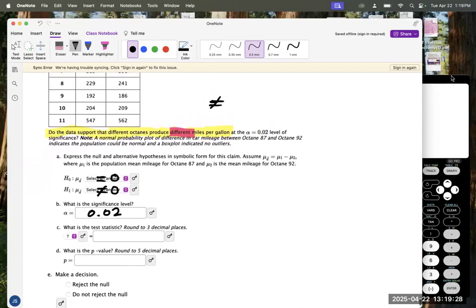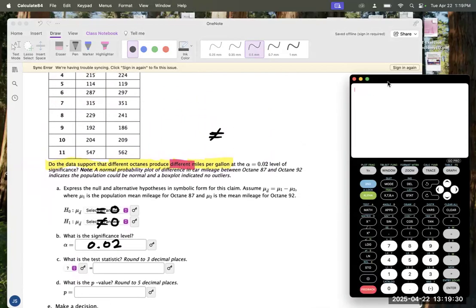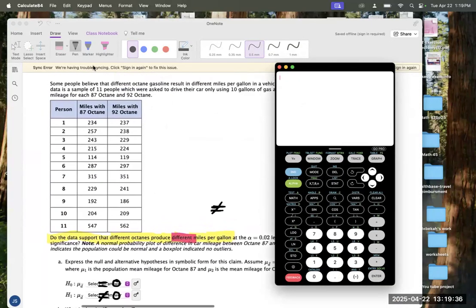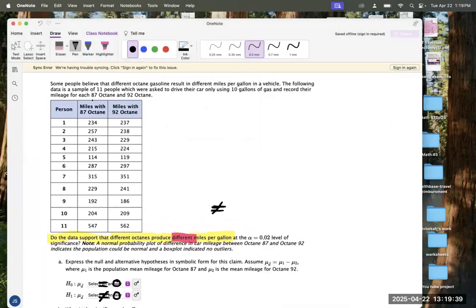So now it's time to take our calculator. And we're going to enter in the data. There's a few different ways we can do this. I like to enter all the data: the first column here in L1 and the second column in L2. Then I make the calculator calculate the differences for me in my L3. However, if you wanted to, you could calculate these differences yourself.